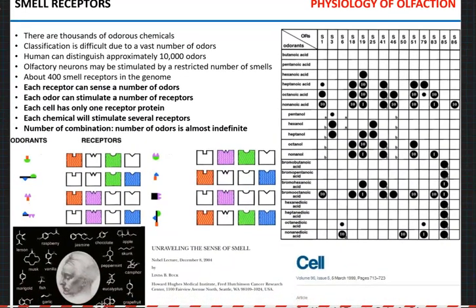So, this is the Nobel Prize for 2004. Okay? I think it's one of the most deserved Nobel Prizes ever. Linda Buck and some other dude, they shared the prize. So, think about this. Humans can distinguish about 10,000 different smells, which is remarkable. We're not the best, but it's good.